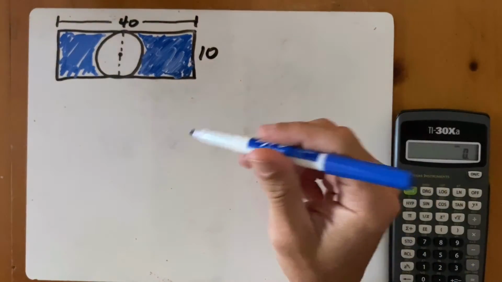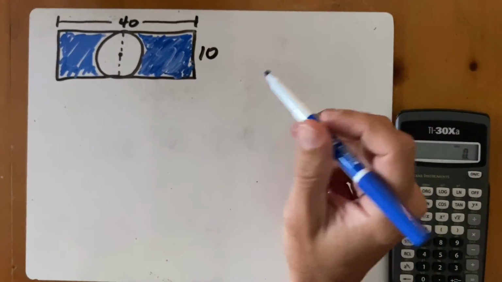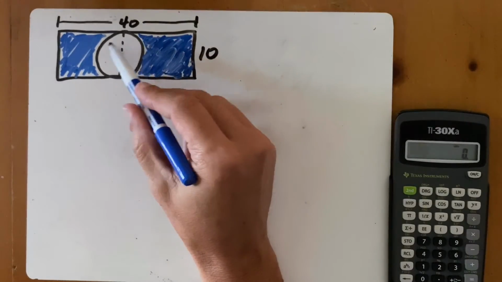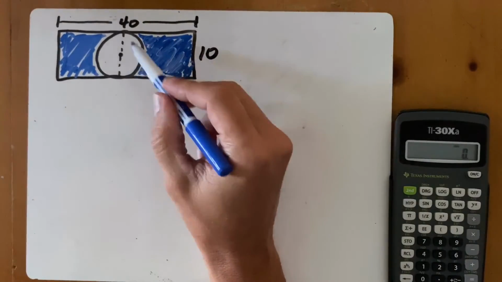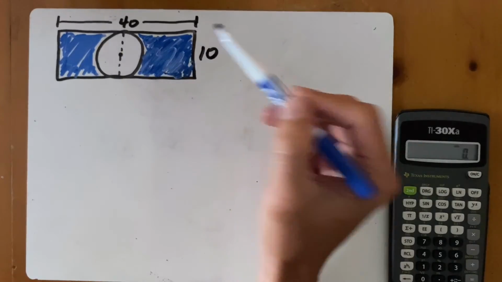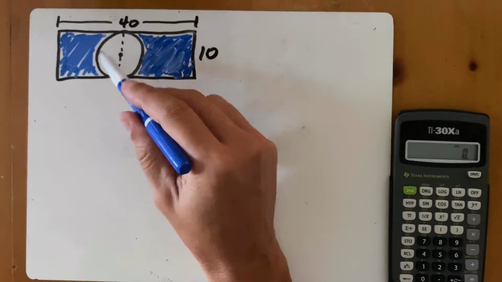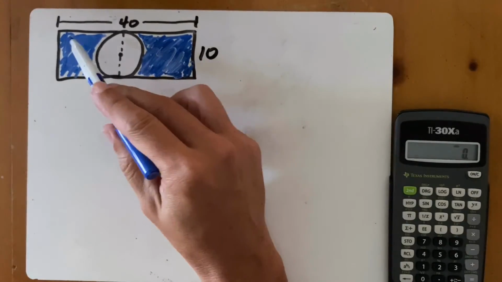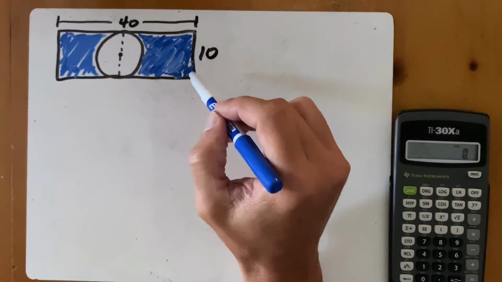On this problem, we have another composite figure, but this time we're only finding the area of the shaded region. So we do not want to include this circular piece that's in the middle. So we only want the blue shaded region here. So we've got a circle that's cut out of a rectangular shaped piece that has dimensions of 40 by 10.